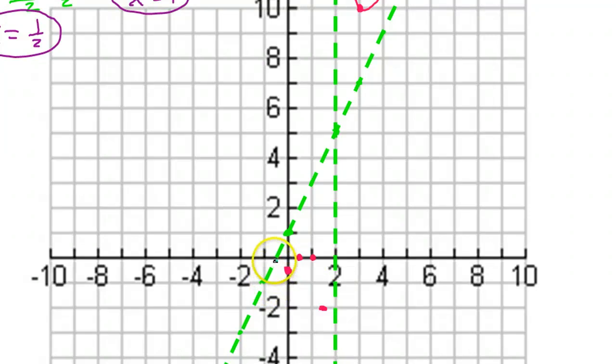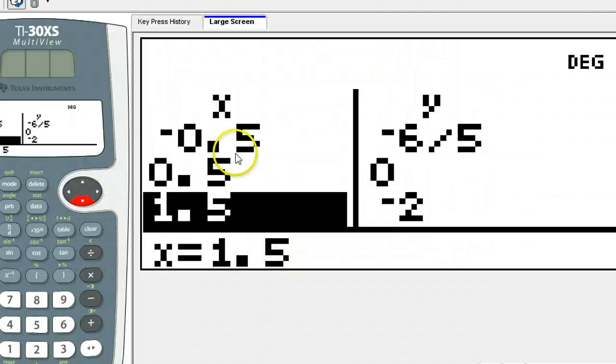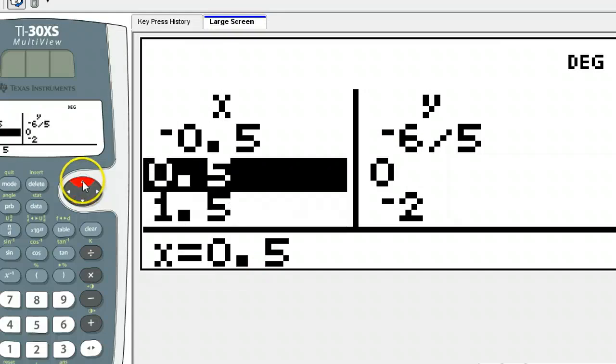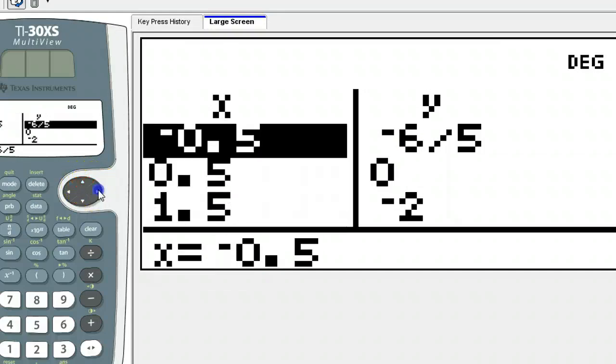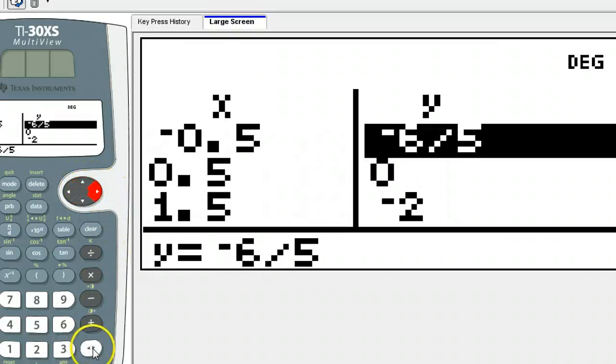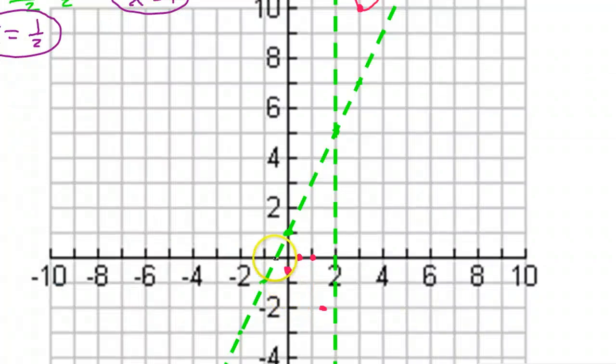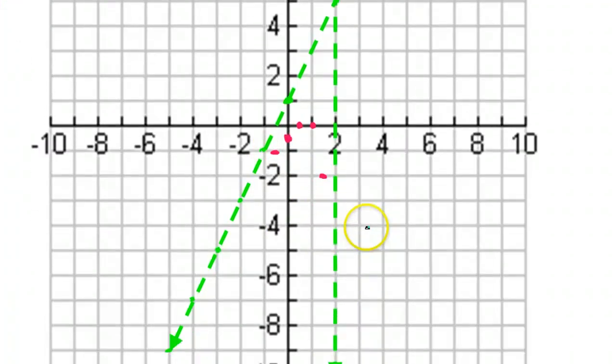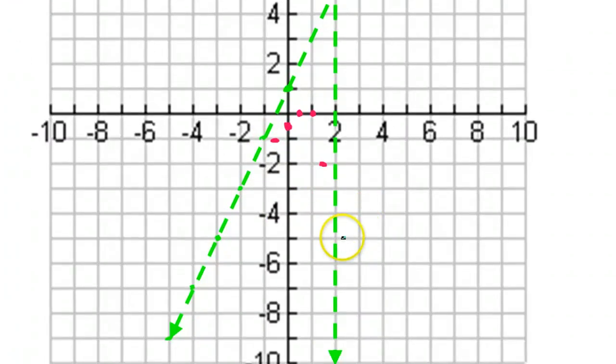Let's go ahead and look at -0.5 though. At -0.5 we are here, and this is -1.2. So at -0.5 we have -1.2, which is about right here. Okay, so that gives me a really good idea of what's going on here. Alright, and I guess I should be recording some of these values.